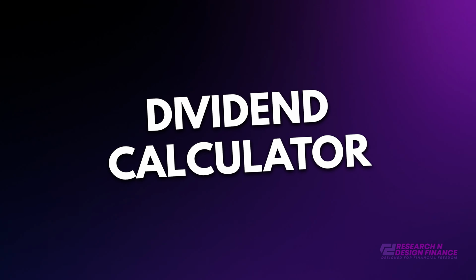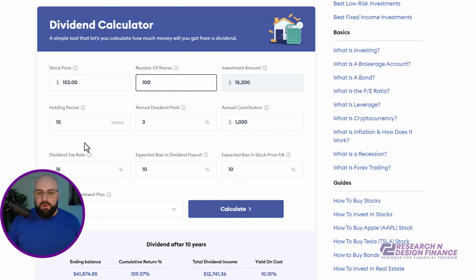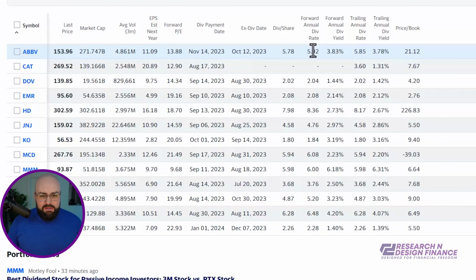Now, I actually have linked down here a dividend calculator, and this is a quick and easy way to understand how much money you will get from a dividend. So if you say the stock price, let's actually go back to AbbVie, and let's say it's $153. I own 100 shares. I've got $15,300 invested. Now my holding period, let's say I want to hold for 20 years, and the annual dividend in this case for AbbVie is 5.92. So let's just say 5.92.